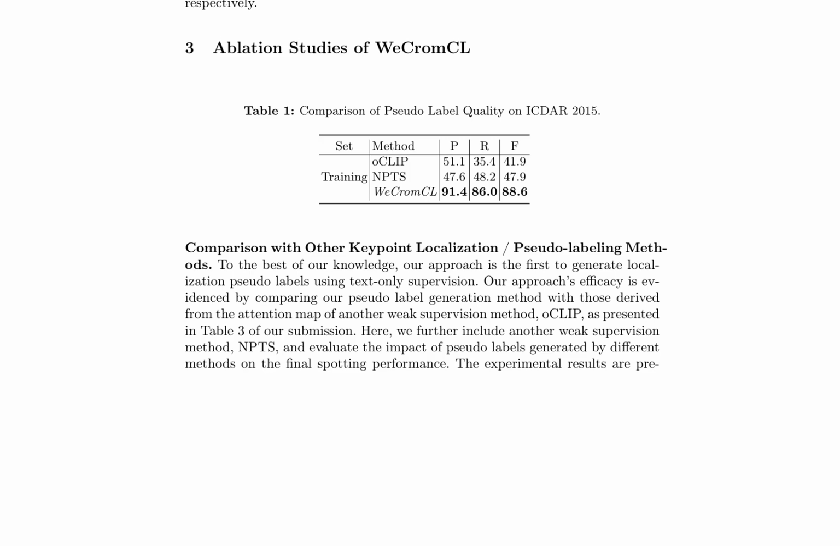Ablation studies are conducted to compare the pseudo-label quality on ICDAR 2015. The results show that WeCromCL outperforms other keypoint localization and pseudo-labeling methods such as OCLIP and NPTS, with a precision, recall, and F1 score of 91.4%, 86.0%, and 88.6%, respectively. This demonstrates the efficacy of WeCromCL in generating high-quality pseudo-labels using text-only supervision, which significantly improves the final spotting performance.